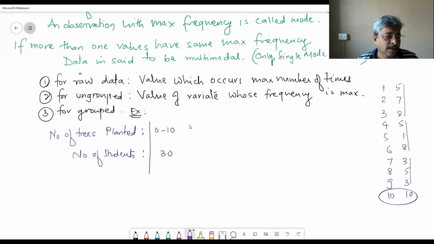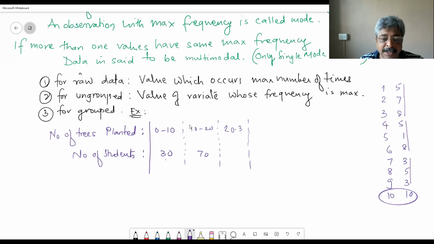Now grouped is a little involved because there are jumps. Between 0 to 10 trees planted, there are 30 students. Between 10 to 20, there are 70 students. Now there is always a confusion: if somebody has planted 10, will he be in this group or that group? So the designer must do that strictly less than, etc. We will figure out how to go about it.